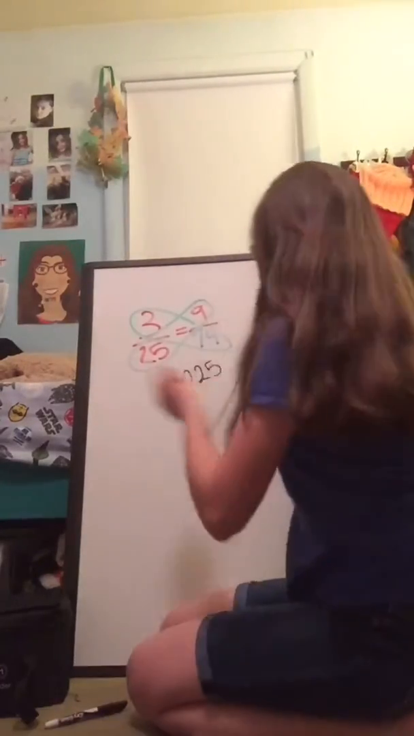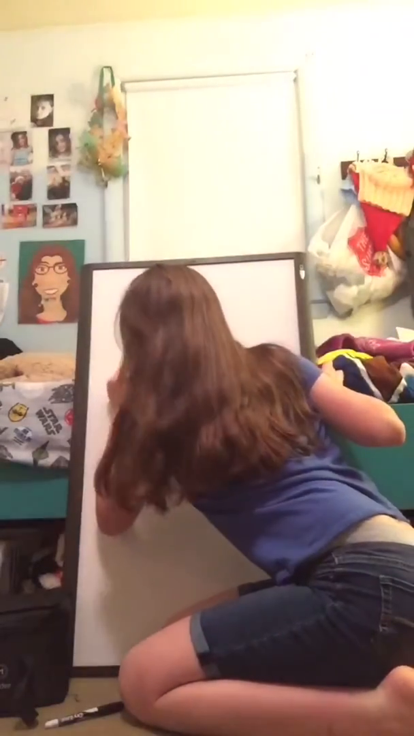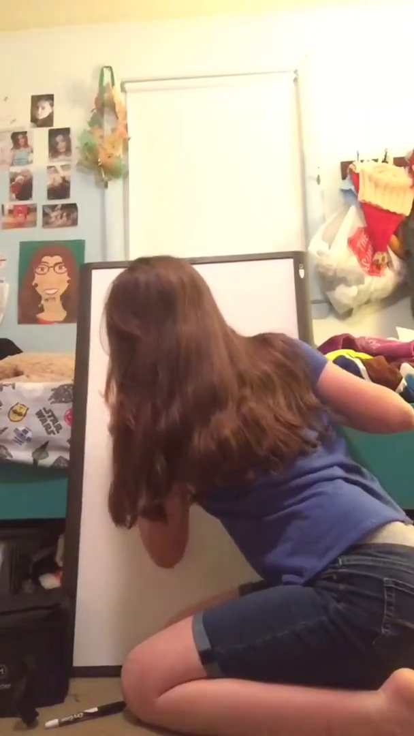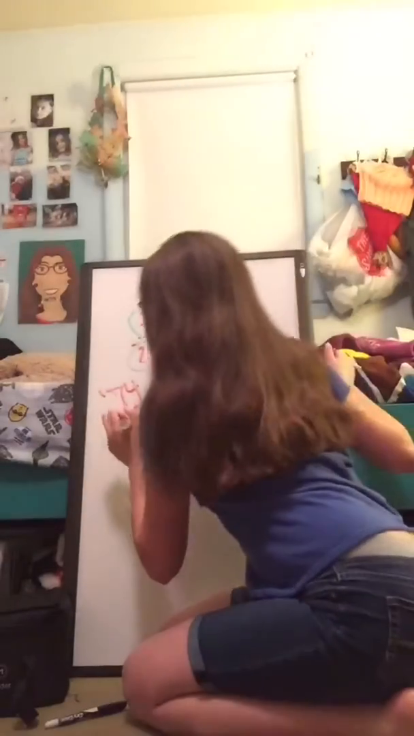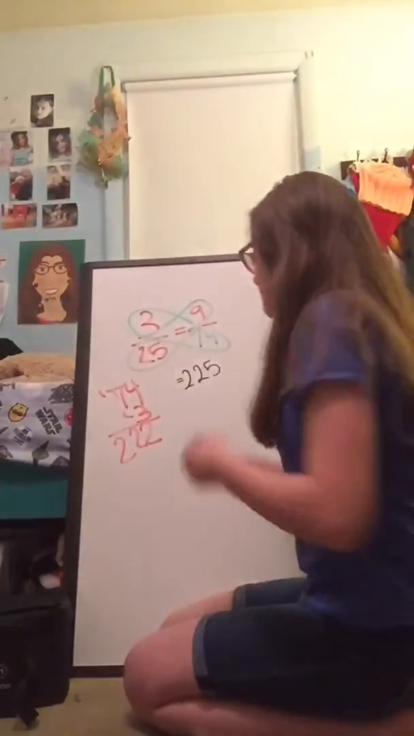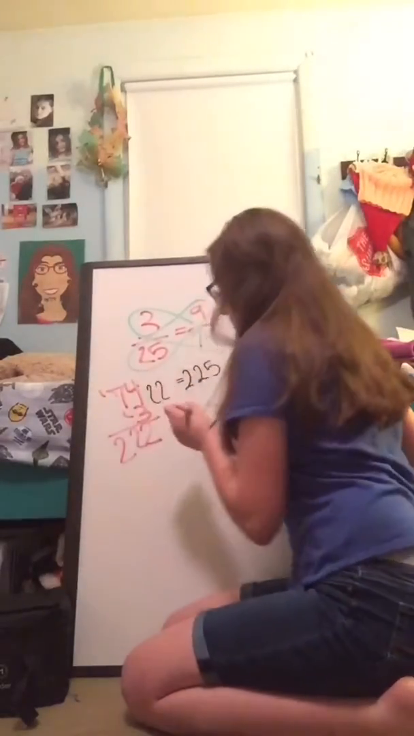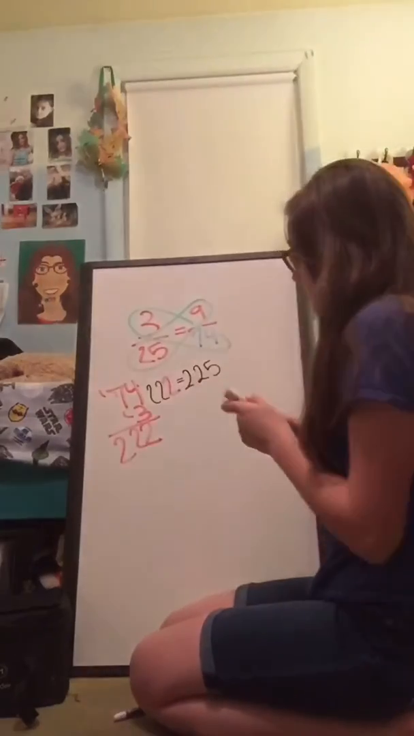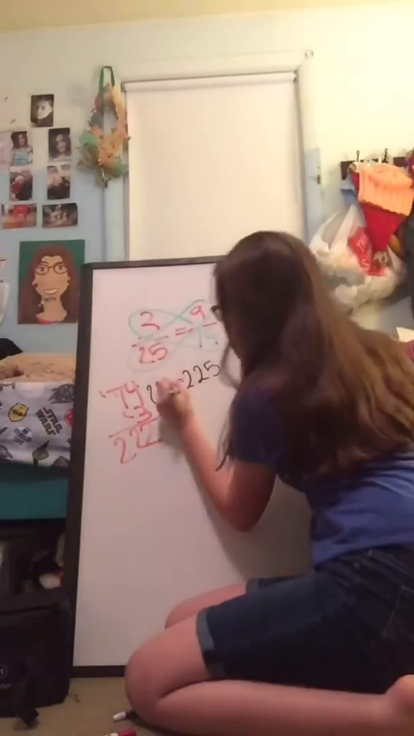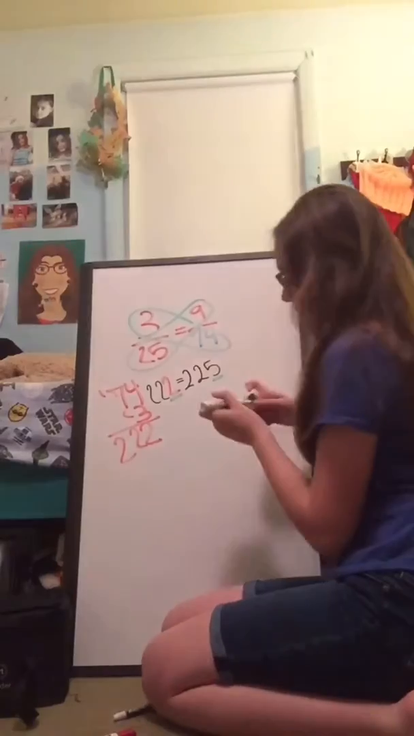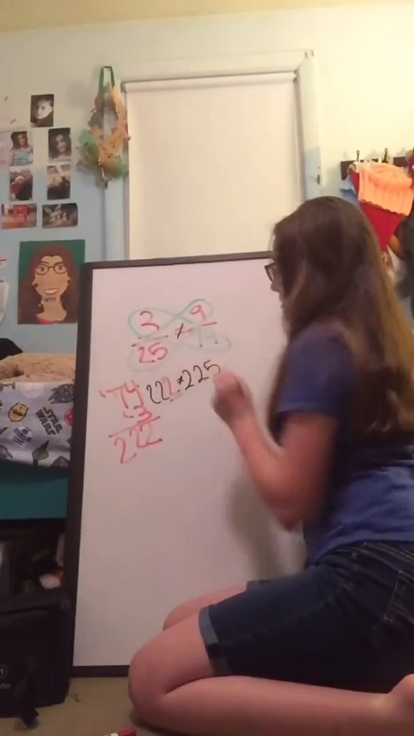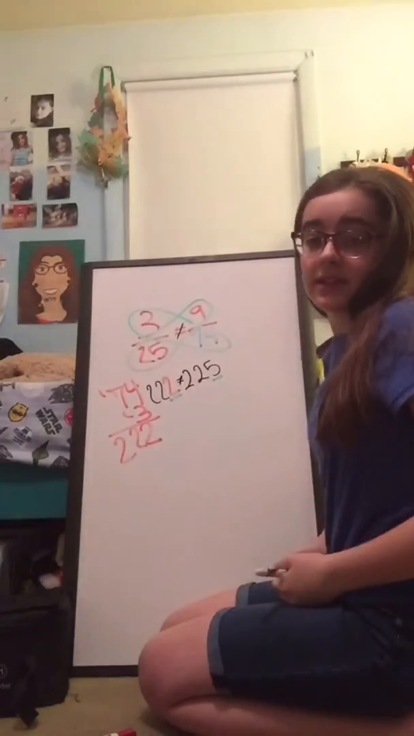And if we did 74 times 3, 4 times 3 is 12, carry the 1, 7 times 3 is 21, plus 1 is 22. 74 times 3 is 222. Not 225. So these two are unequal, making these two proportions not equal. So 74 is not the right answer.